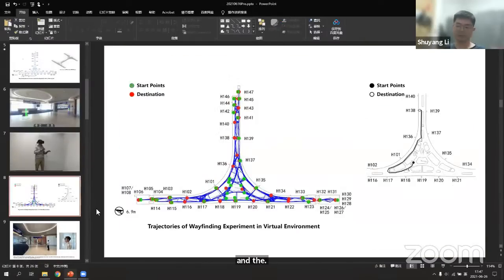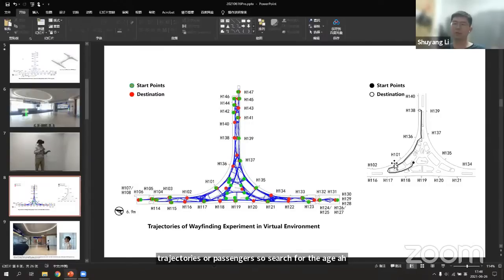Next page. Sorry. The pictures on the left show the trajectories of all participants when they were wayfinding in the domestic departure. The trajectory of a participant is the connection of the wayfinding decision points by time sequence. Of course, we can analyze a specific wayfinding task, just like the right pictures, which show the trajectories of passengers searching for the H138 gate on this floor.